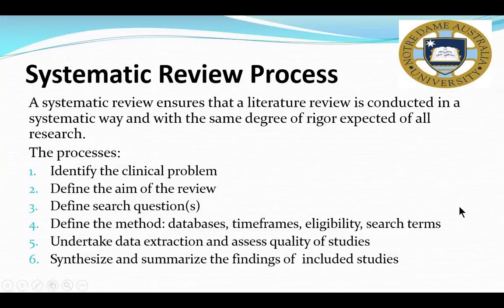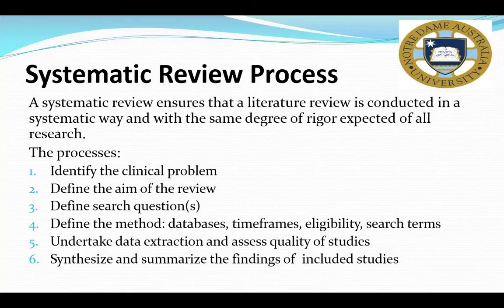So just to describe what a systematic review is, it ensures that the literature review is conducted in a systematic way and with the same degree of rigour expected of all research. And the first lesson I learned was how to actually conduct a systematic review, because when I started I didn't have a clue. So I just researched. I found some really good articles from Joanne Briggs from years ago that I'd filed, and just got an understanding of what the key processes were.